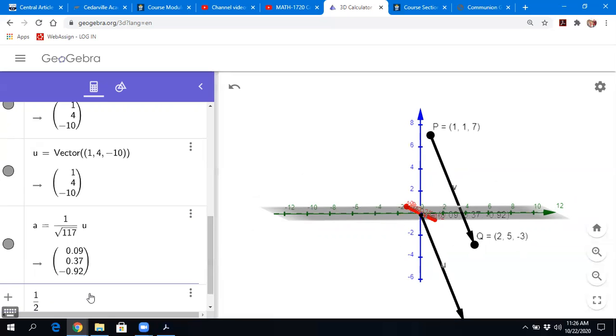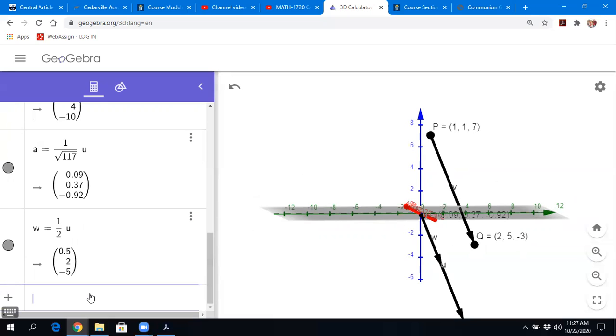Let's say, suppose I went 1/2 times u. Do you see that thing right there? That actually produced something that's interesting. So that's another vector, w, right there. And what if I flip it in the opposite direction? So like -1/2 u. See how it points in the opposite direction?